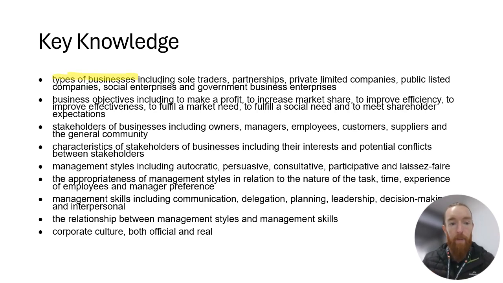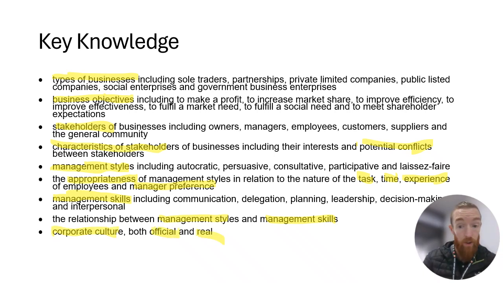There are 6 types. Our business objectives, so what businesses want to achieve, stakeholders, what they want, what their vested interests are, how they can have conflicts. So we've got the characteristics and then potential conflicts. Management styles, we're going to look at from most power from the manager down to the least power or least control. We're going to look at the appropriateness of those management styles in terms of the task, the time, the experience of the employees, and the manager preference.